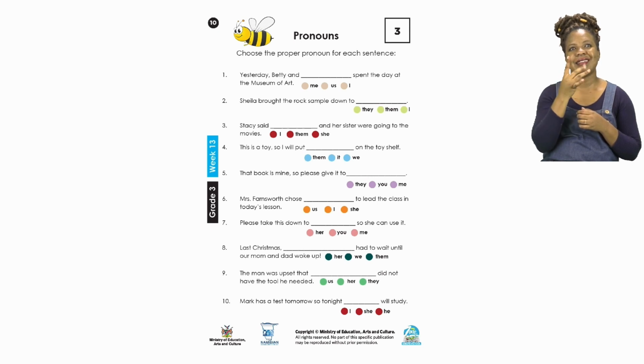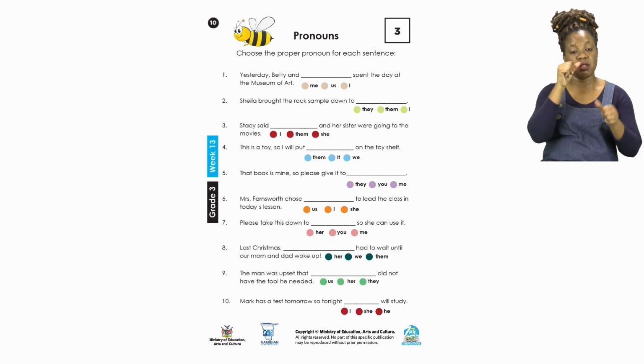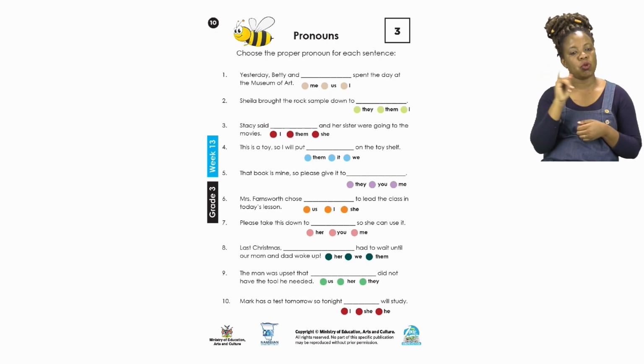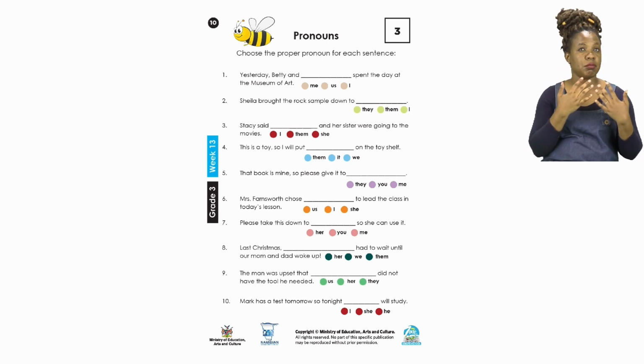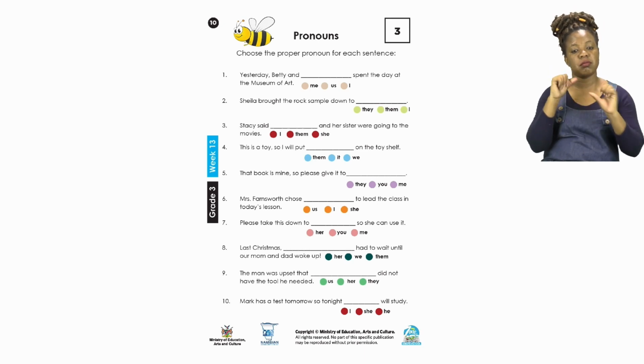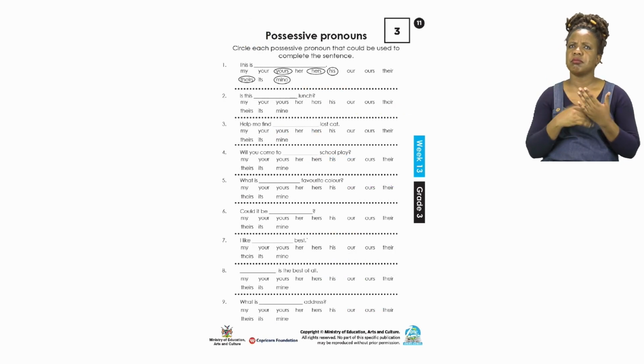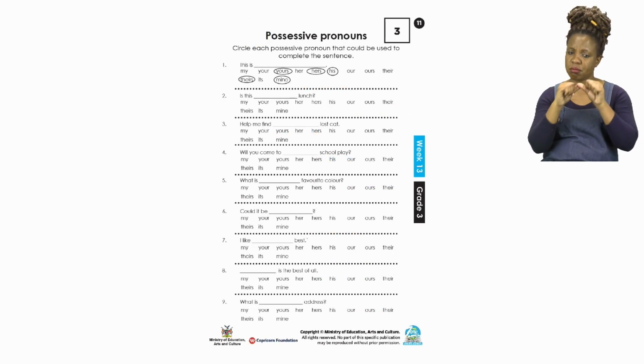Remember, read the sentence first, then try and say the sentence with the different pronouns given, and choose the correct one to write in the dash or on the dash. When you're done with the pronouns, I'd like you to now go to the next page for your English, page 11. On page 11, we are going to continue, but this time with possessive pronouns.